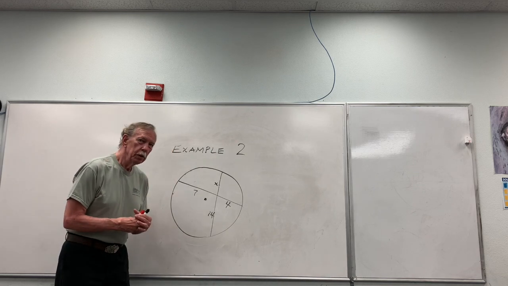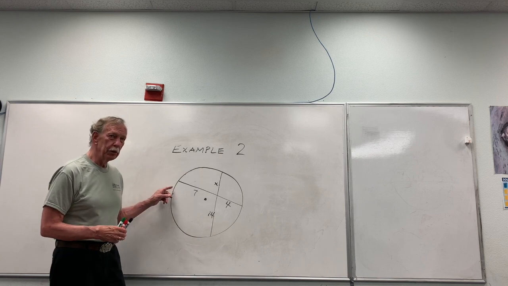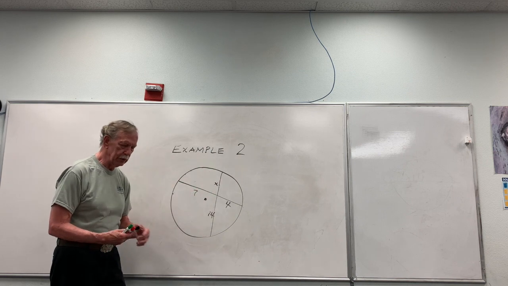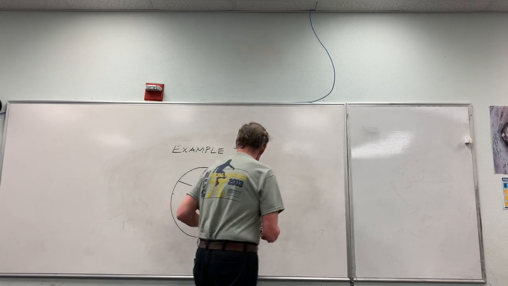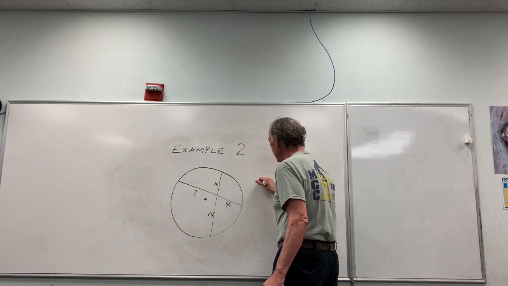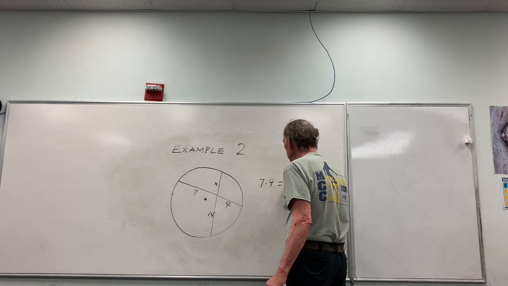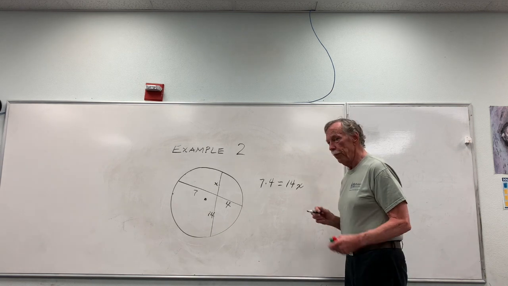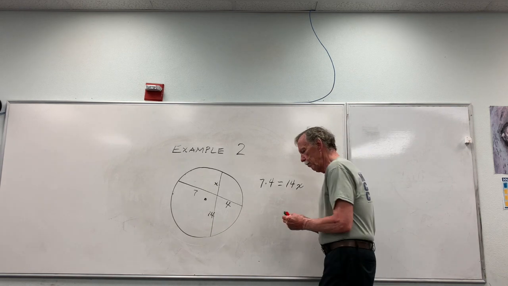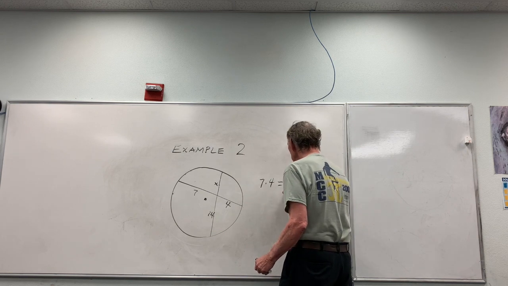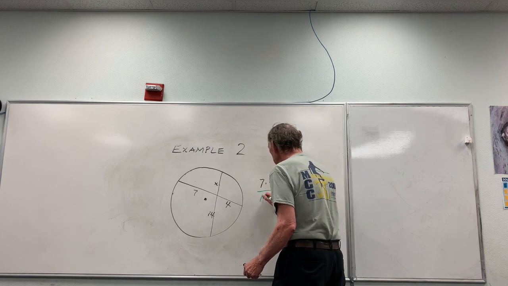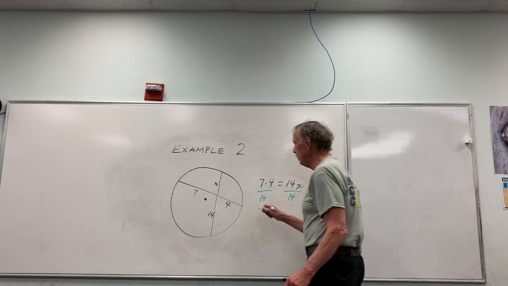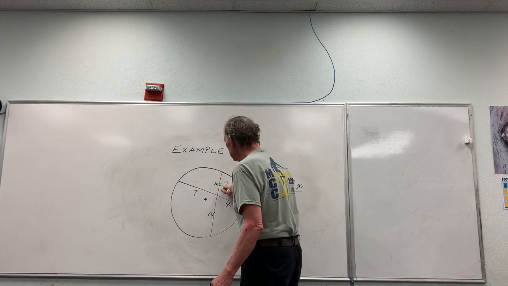In example 2, once again, I've asked for you to use this. The product of the pieces of one chord equals the product of the pieces of the other. In this example, 7 times 4 equals 14 times x. Divide both sides by 14, and you discover x is 2.